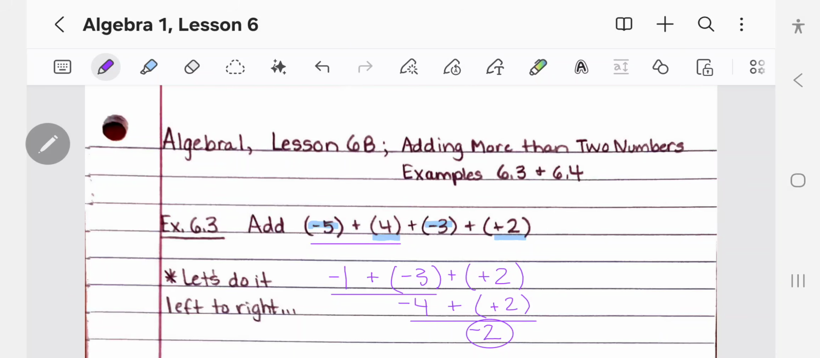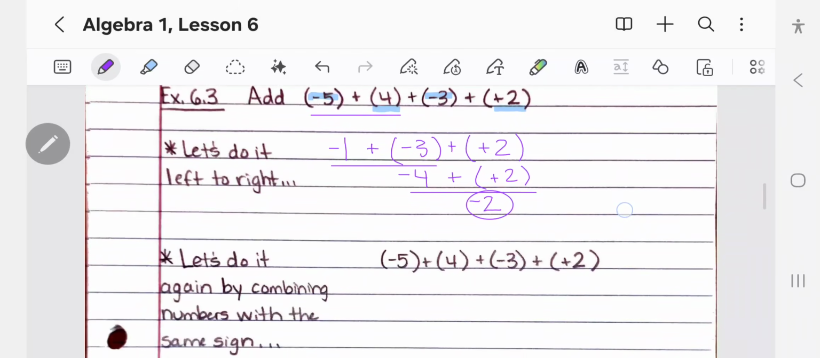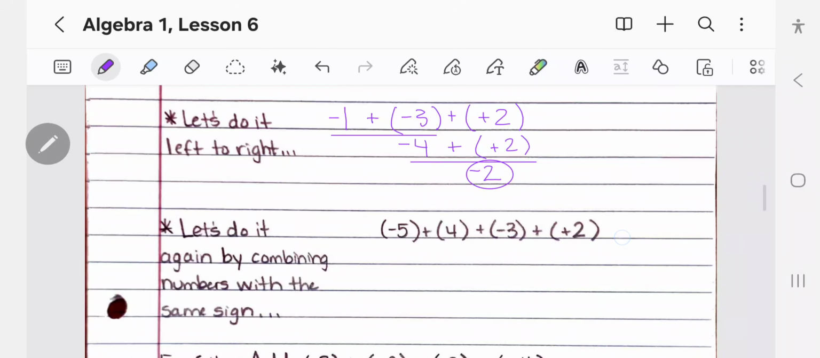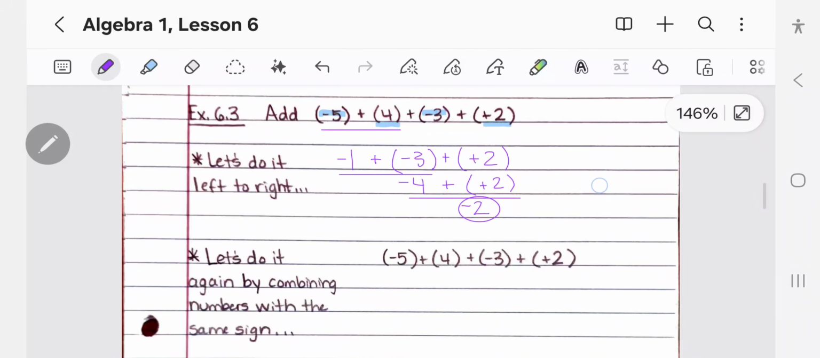Now, I could have combined all the positives and then combined all the negatives and gotten the same answer. So let's do it again, but let's do it in a little bit different way. And you can see it's the same. Now, we can do this because it's all additions. All of these numbers are being added together, and you can add in any order you want. For example, 1 plus 7 is 8. 7 plus 1 is 8.